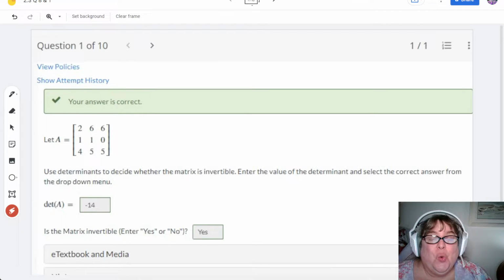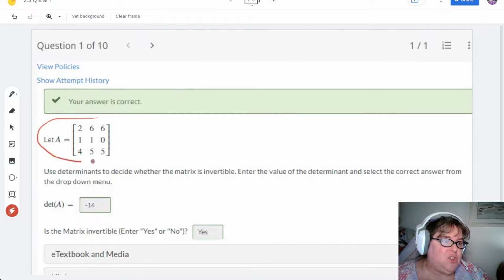Hi! We have been asked to cover Cramer's rule in section 2.3 of the Wiley Plus online linear algebra course, but I thought first I would cover question number 1 and give you a background on determinants. In question number 1, we're given matrix A, and we're asked, use determinants to decide whether the matrix is invertible. Enter the value of the determinant and select the correct answer from the drop-down menu.